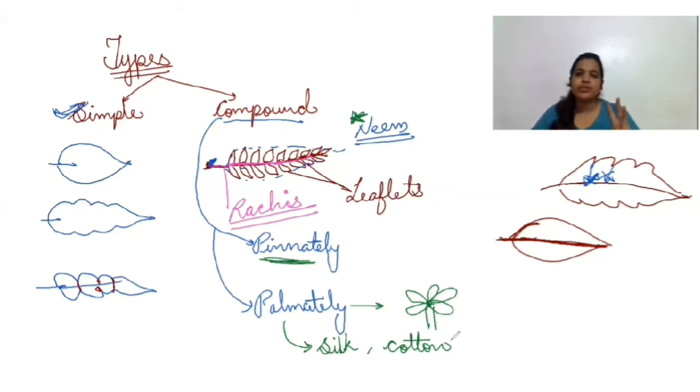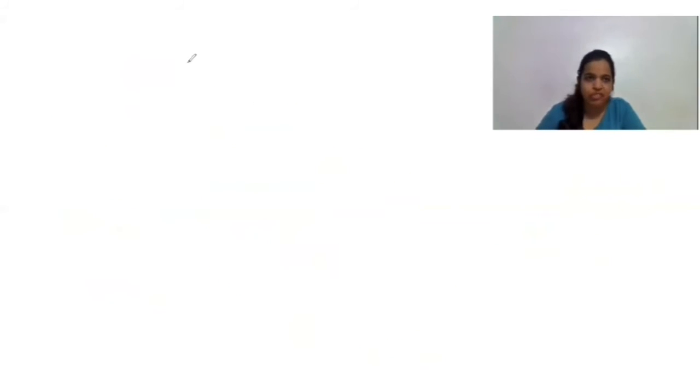So here we are done with the third part which we are going to study in this topic, leaf, that is types. We saw 2 types, simple and compound. Then we saw the 2 types of compound leaves, that is pinnately compound leaves and palmately compound leaves. The next we have got is phyllotaxy, that is number 4. And I told you this is my favorite one.